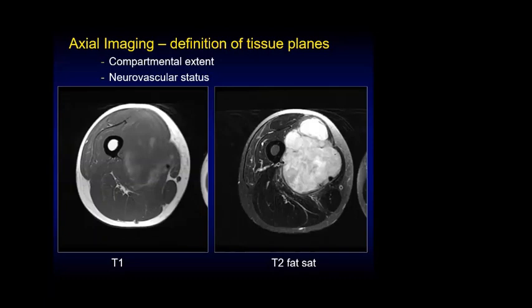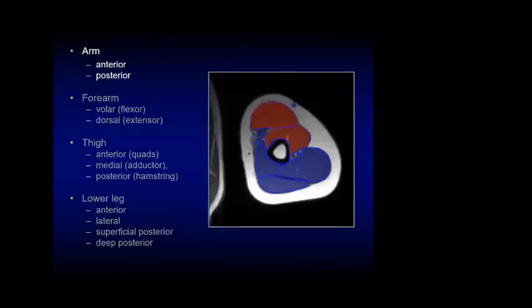Knowing whether this is a myxomatous tumor, a sarcoma, or a liposarcoma is a secondary matter. The most important matter for the surgeon is which compartment is involved with this tumor. So this is how we need to go over the compartmental anatomy.